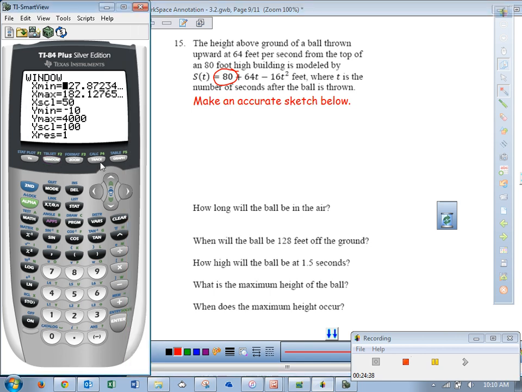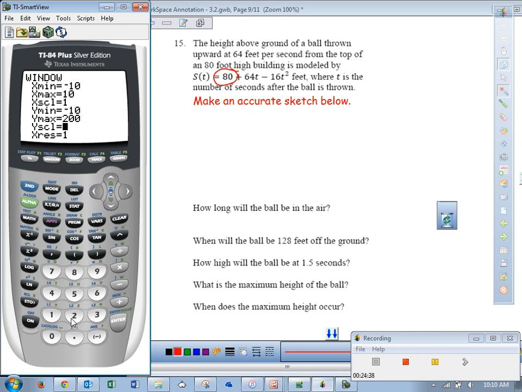Let's change our window. First, let me zoom 6 real quick. Get all that nasty stuff out of there. Now let's change our window. X minimum, you can just leave it at negative 10 if you want to. The X maximum, let's leave it at 10 also. It shouldn't take more than 10 seconds for a ball to hit the ground. Right? You throw a ball, 10 seconds is a long time. So let's see what that is. It's your Y max. You've got to go above 80, because doesn't it start at 80 feet high? So let's go up to 200 and just see what that looks like.